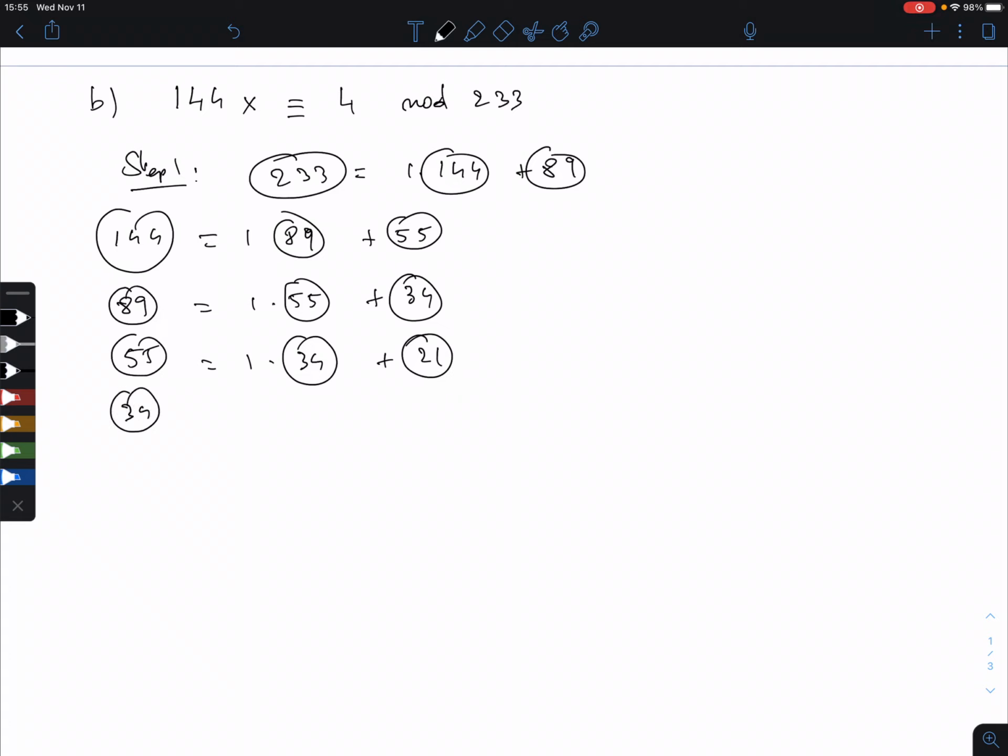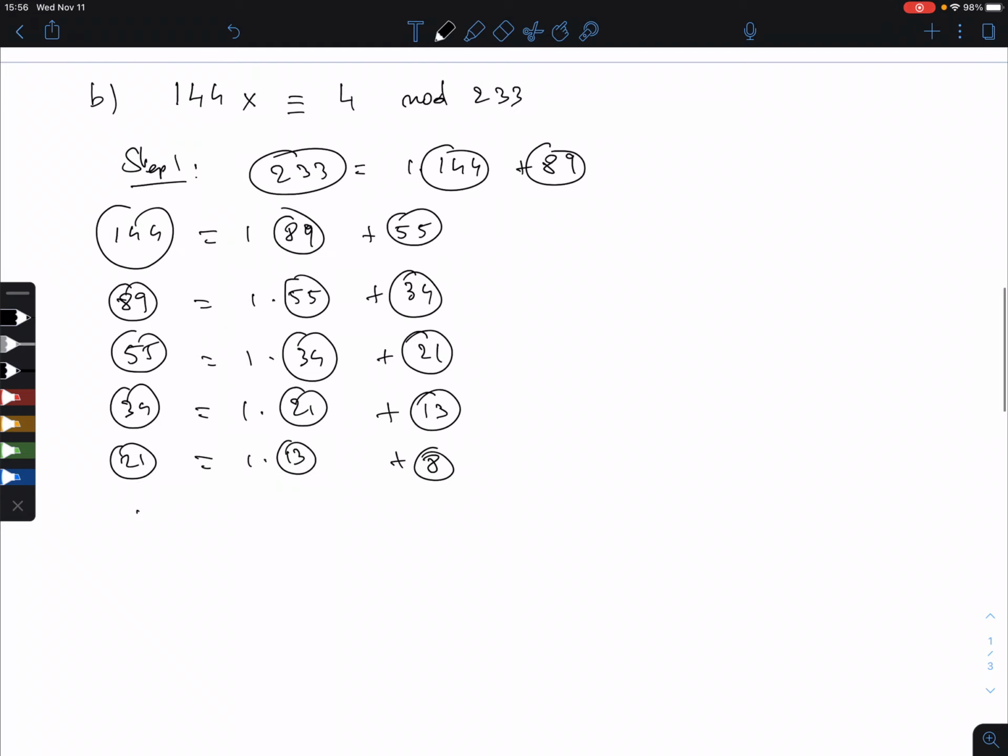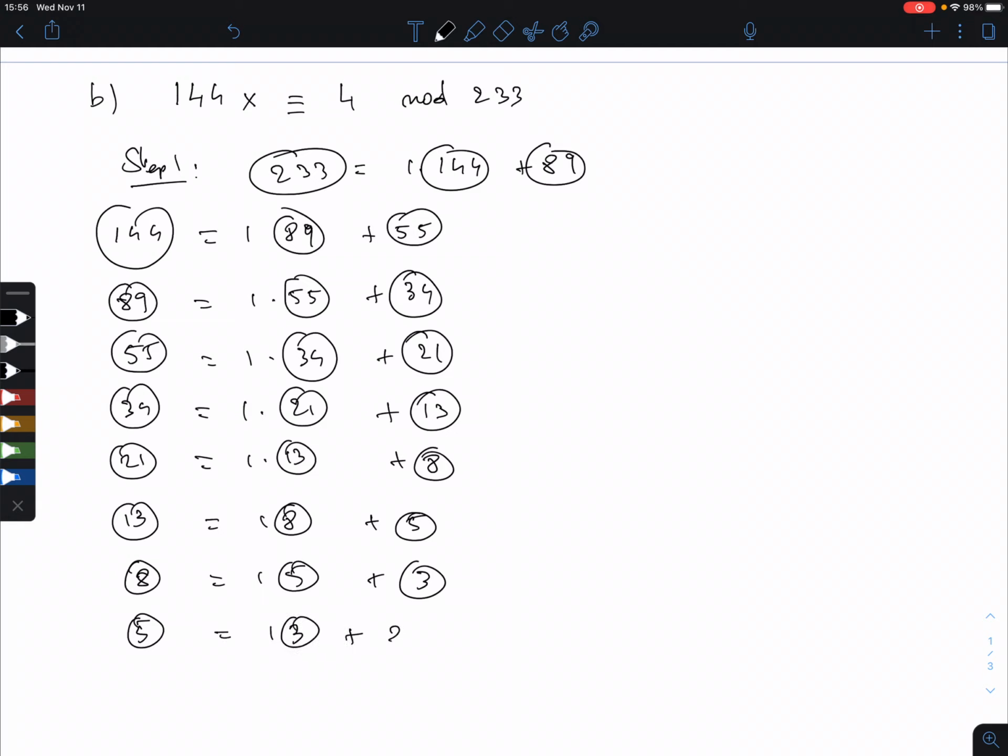So then 34 is 1 times 21 plus 13. 21 is 1 times 13 plus 8. 13 is 1 times 8 plus 5. 8 is 1 times 5 plus 3. 5 is 1 times 3 plus 2. And then finally 3 is 1 times 2 plus 1. And here is our GCD.